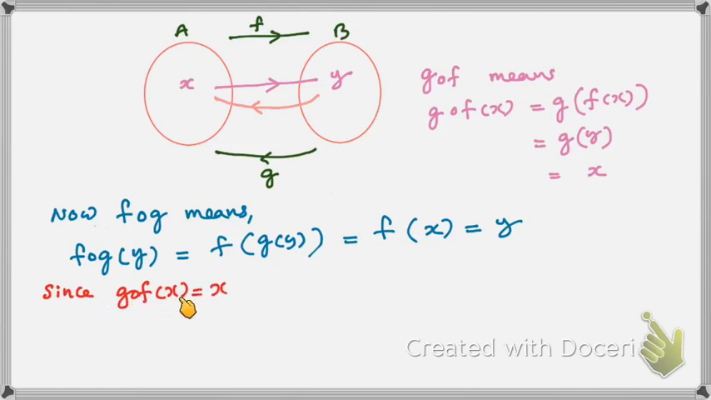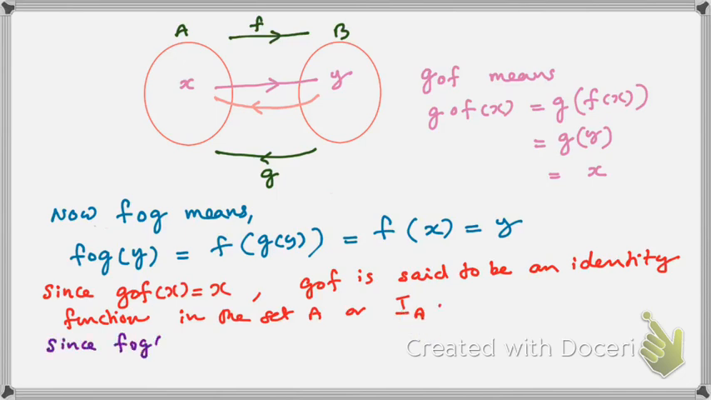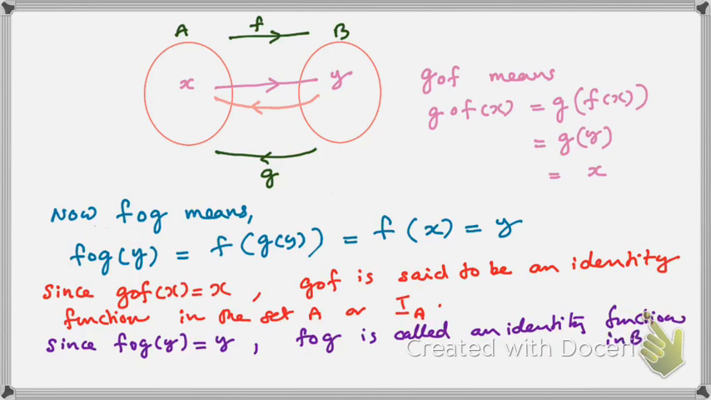Since g of f of x is equal to x, g of f is said to be an identity function in the set A. And that's the notation for that: I, identity function, and suffix A means it's defined on the set A. And since f of g of y is y, f of g is called an identity function, which is defined in the set B and is written as IB.